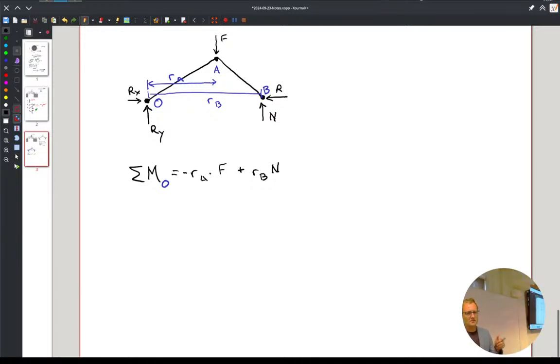What about reaction Y? Oh, wait, let me get myself off the screen. There we go. What about RX and R? How much torque are they creating? 0? Because their moment arm is 0. Their force is not 0, but the distance from our chosen point O is 0. All right, cool.